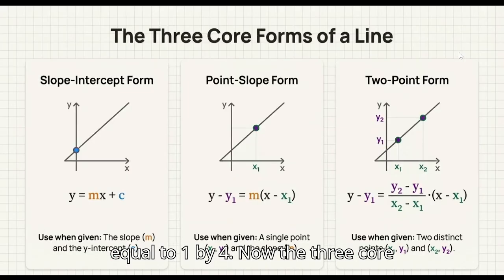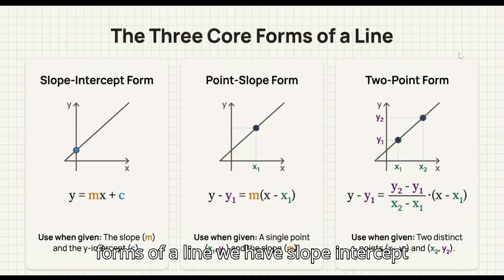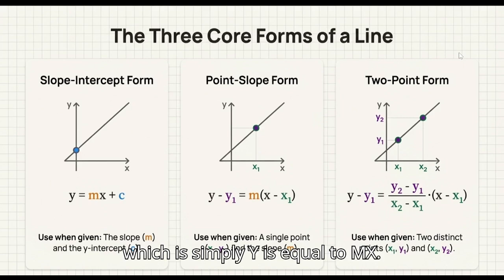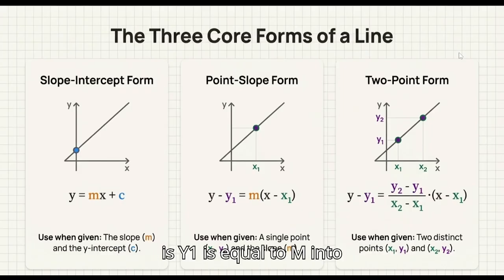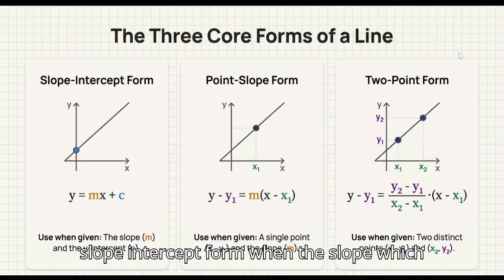Now, the three core forms of a line. We have slope-intercept, which is simply y equal to mx plus c. Then we have point-slope, which is y minus y1 equal to m times (x minus x1). And then we have the two-point form, which is used when two distinct coordinates are given, assuming (x1, y1) and (x2, y2).